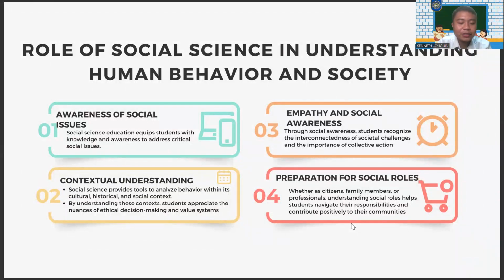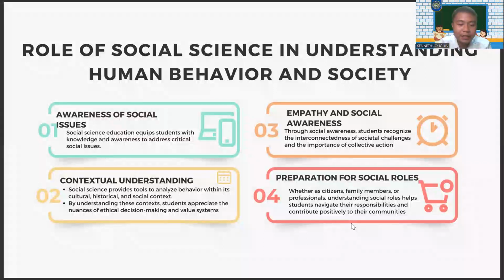Next is empathy and social awareness. Social science fosters empathy by exposing students to diverse perspectives and experiences as it encourages them to consider the feelings and needs of others. Through social awareness, students recognize the interconnectedness of societal challenges and the importance of cooperation as an action.